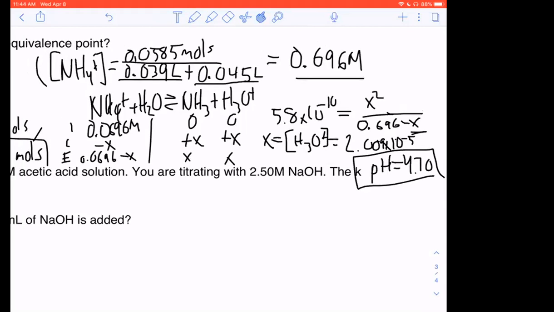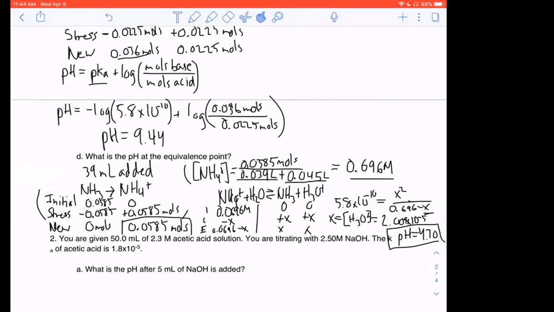Notice that every time you're adding a little more of that strong acid, the pH goes down. To start with, the pH was 11 point something. After we added a little bit, it dropped to 9.44. Then at the equivalence point, it dropped to 4.7. So it makes sense: every time you add acid, you're decreasing the pH.